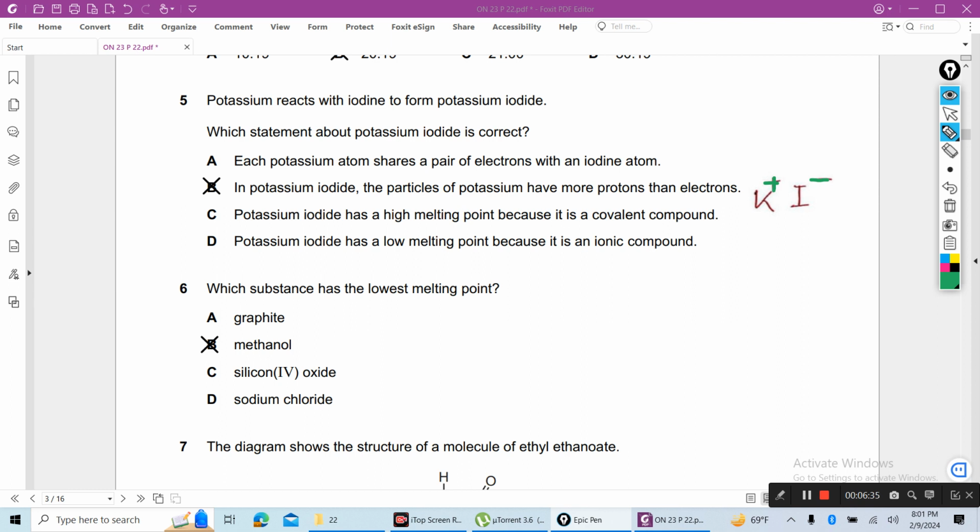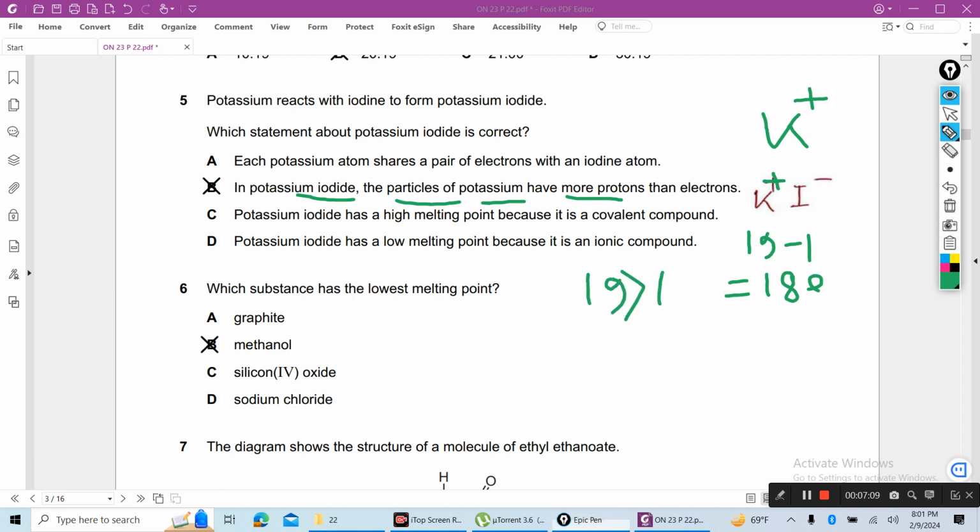You know potassium has 19 protons, as the atomic number of potassium is 19. Here K plus means 19 minus 1, so it has 18 electrons. So in potassium iodide, the particles of potassium, I mean the potassium ion, have more protons, because it has 19 protons and 18 electrons. So B is the correct answer.